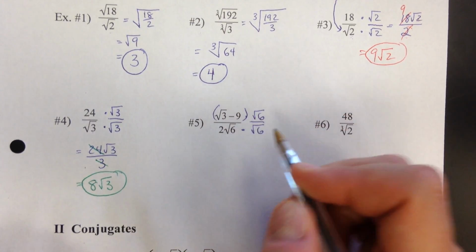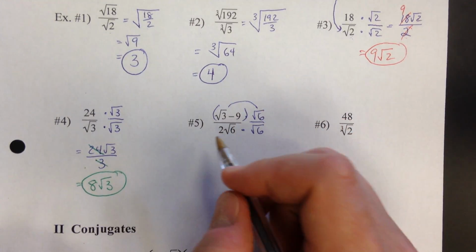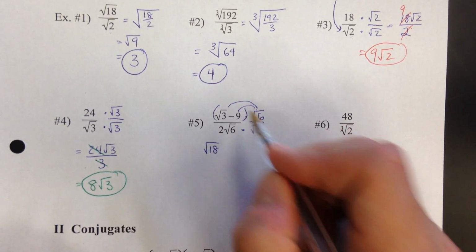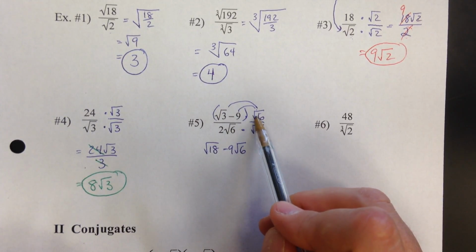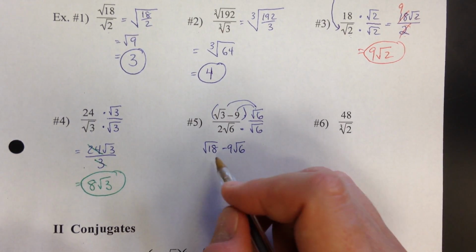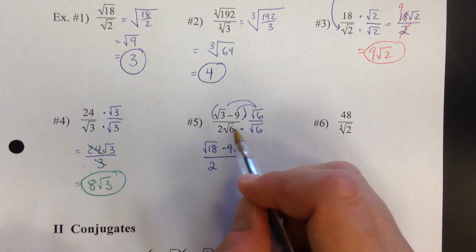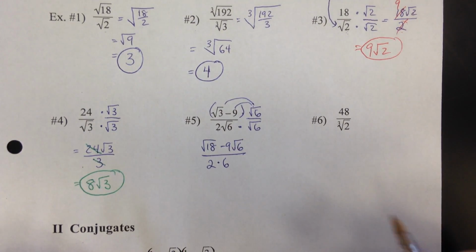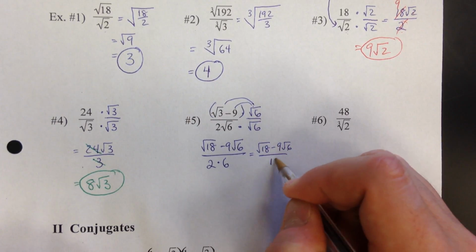Now in the top, we're going to distribute the square root of 6. Root 6 times root 3 is actually square root of 18. And then root 6 times negative 9 is minus 9 root 6. When I multiply the 9 and the root 6, I can't combine those. All I can do is just put them next to each other. Divided by, now in the bottom, the 2 will stay like it is. Root 6 times root 6 is 6. So that's 2 times 6. So what we have here is square root of 18 minus 9 root 6 over 12.